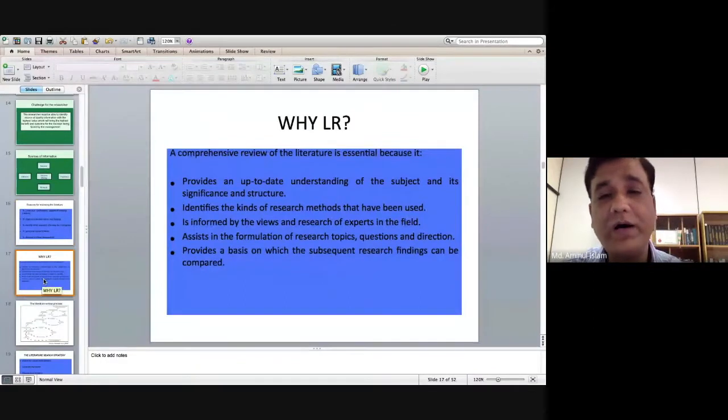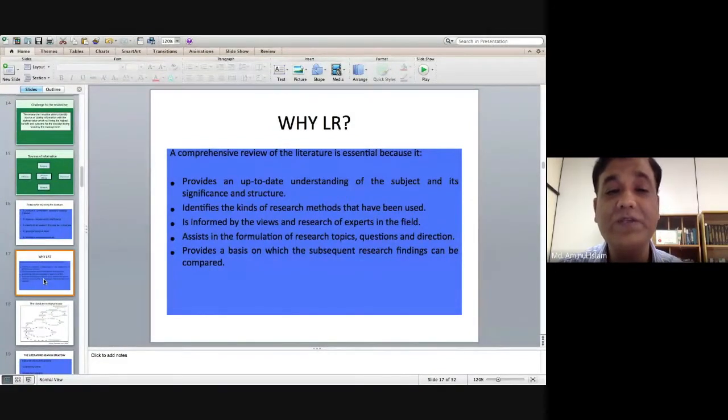There are some more ideas. Literature review also provides an up-to-date understanding of the subject and its significance. It helps you to identify the kind of research method that is used. So that will help you to shape your research, what kind of research method you'd like to use.